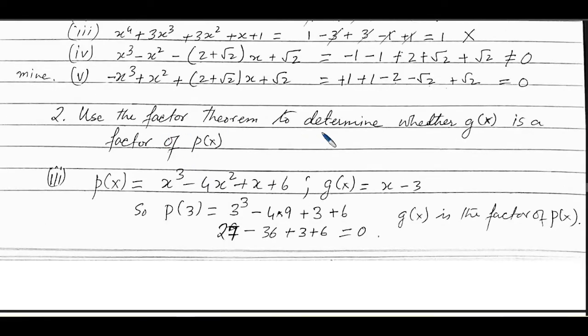Now use the factor theorem to determine whether g(x) is a factor of p(x). So if I substitute x equal to 3 in p(x), and if it is 0, then I say that g(x) is a factor of p(x). Just see it. This is what I have shown here.